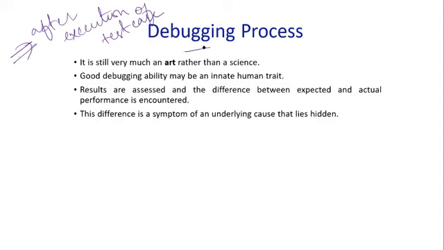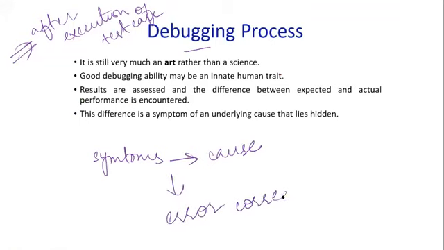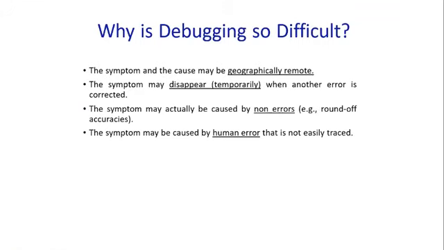Now the job of this debugging process is that the different symptoms of the system, the different errors, they are going to try and match to the cause. What is causing the particular error? And then you're going to go for error correction. Then, why is debugging difficult?